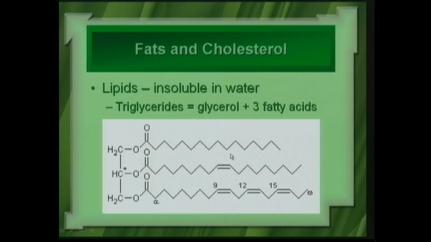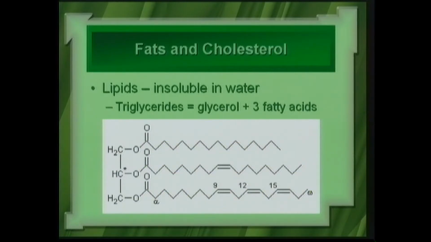Now this one here has a double bond here. That means that with this double bond, this carbon has only 1 hydrogen, and this carbon has only 1 hydrogen too. So it's an unsaturated fat, and this is an example of a monounsaturated fat, because it has only 1 place where it's not saturated. And this one here is a polyunsaturated fat, because it has more than 1 place where it's not saturated.